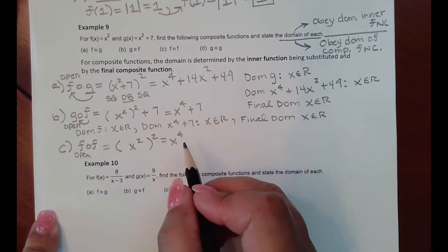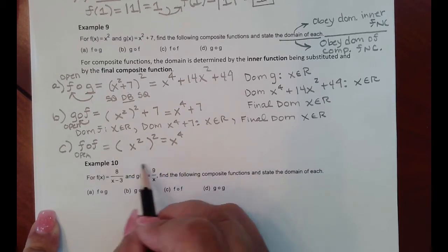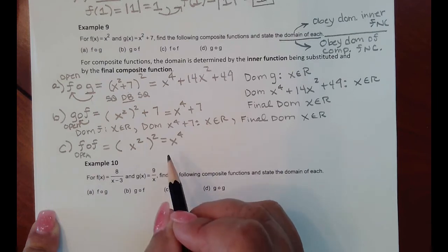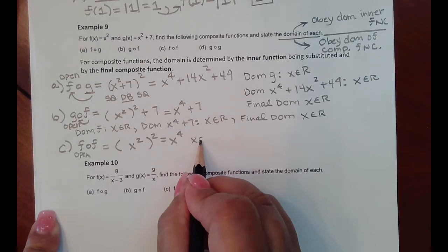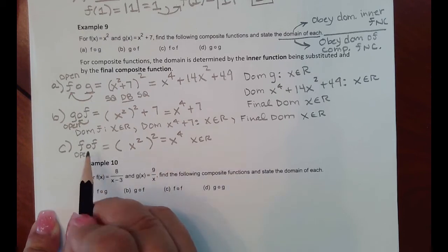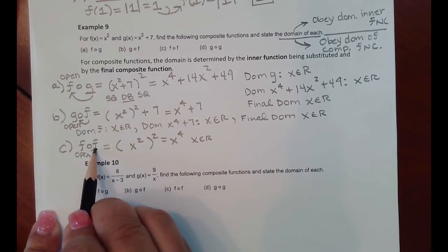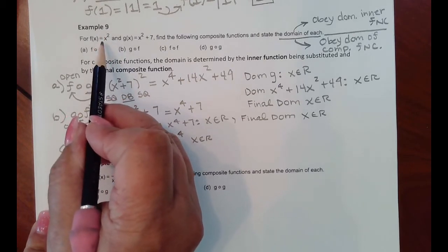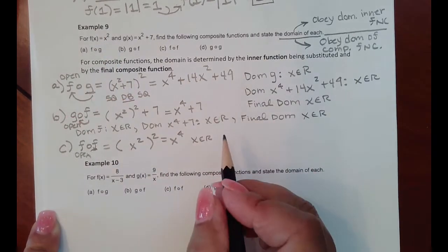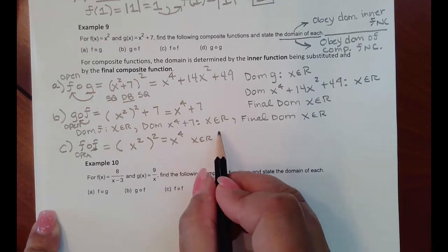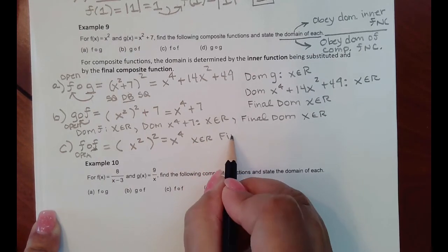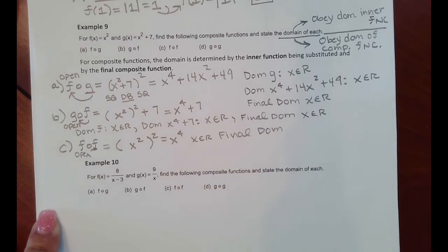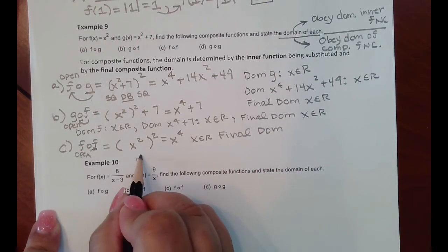Notice that the domain of this newly composed function, it's a polynomial. It's not a radical, not a fraction, so it's all real numbers. And if you look at the domain of the inner function, which was f, same thing. It's a polynomial, but it's not a fraction or a radical, so the domain of that is all real numbers. Therefore, this is the final domain, all real numbers. And I am considering two things each time I come up with that final domain.